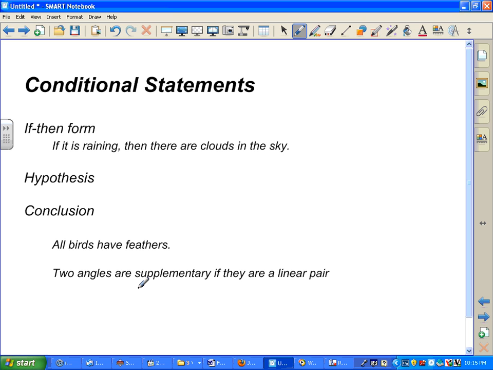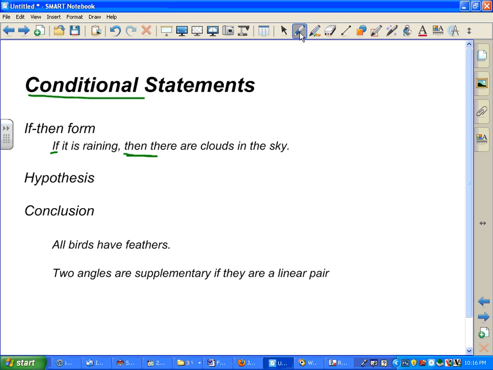A conditional statement is in if-then form. Okay, if it is raining, then there are clouds in the sky. Notice the if and then the then. This is how we write conditional statements. If it is raining, then there are clouds in the sky.